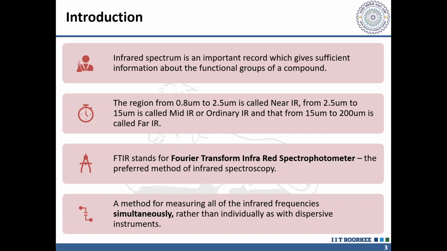So friends, you all know where the IR region usually lies. It is from 0.8 micrometers to 2.5 micrometers. Also here I have given this. FTIR stands for Fourier transform infrared spectrometer. It is also the preferred method of infrared spectroscopy, a method for measuring all of the infrared frequencies simultaneously rather than individually, which has a distinct influence.